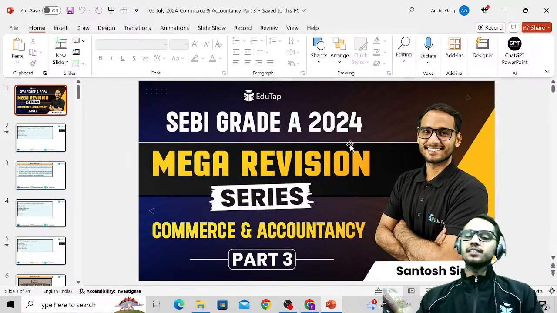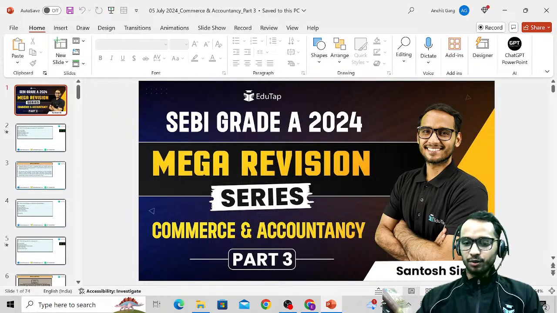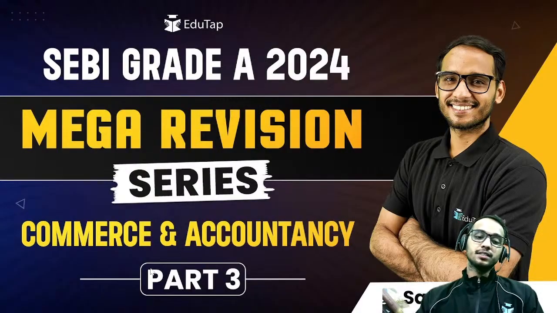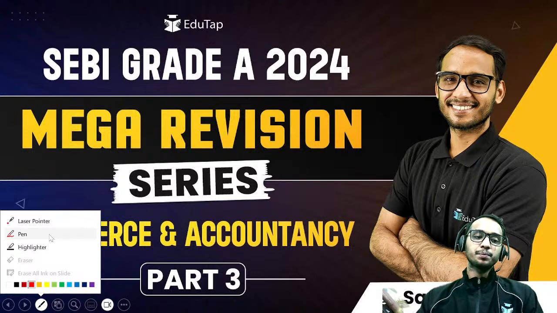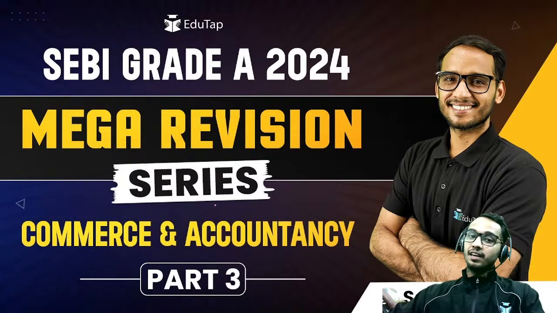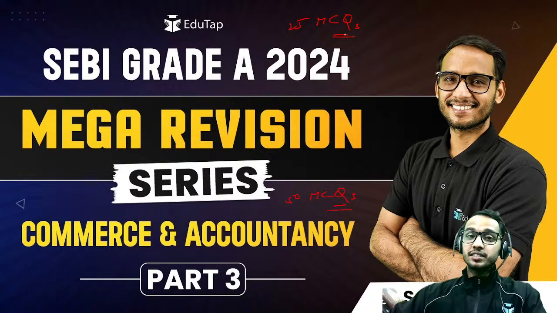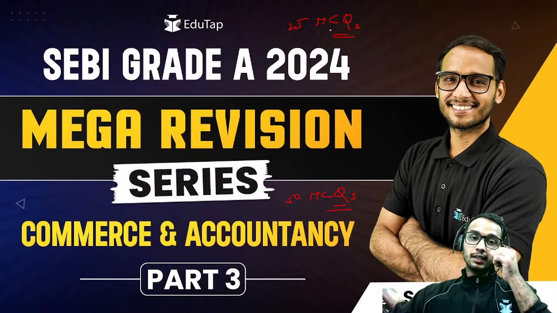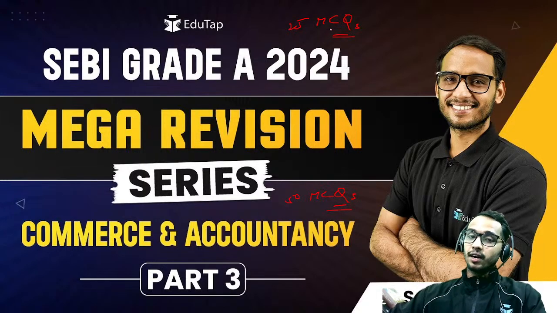So we were having this mega revision series of commerce and accountancy, and today we are going to discuss the third part of it. Good evening everyone. We have already discussed two parts in which we have covered 50 MCQs, isn't it? So today again we are going to discuss 25 more MCQs and the technique and approach will be the same. First we will read out the question, then we will look at the underlying concept and try to apply the concept in that question. Then we will look at the final answer, right?